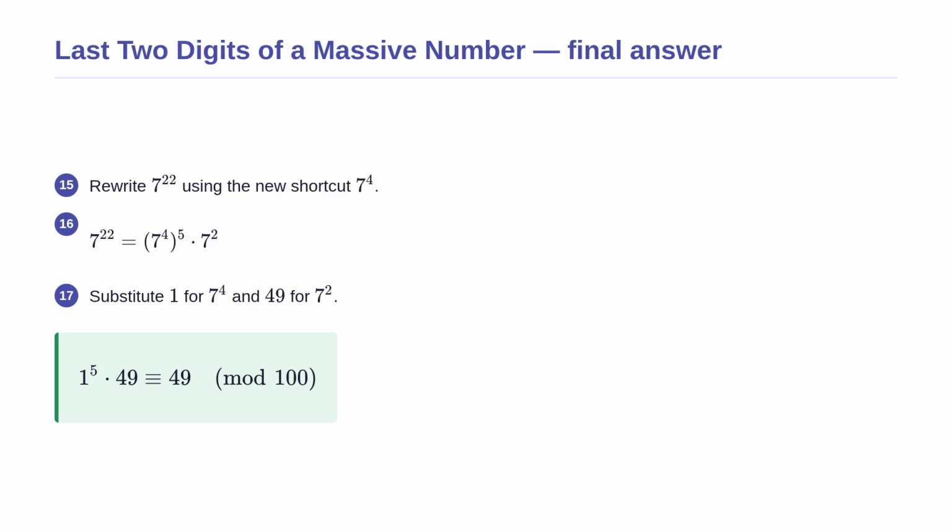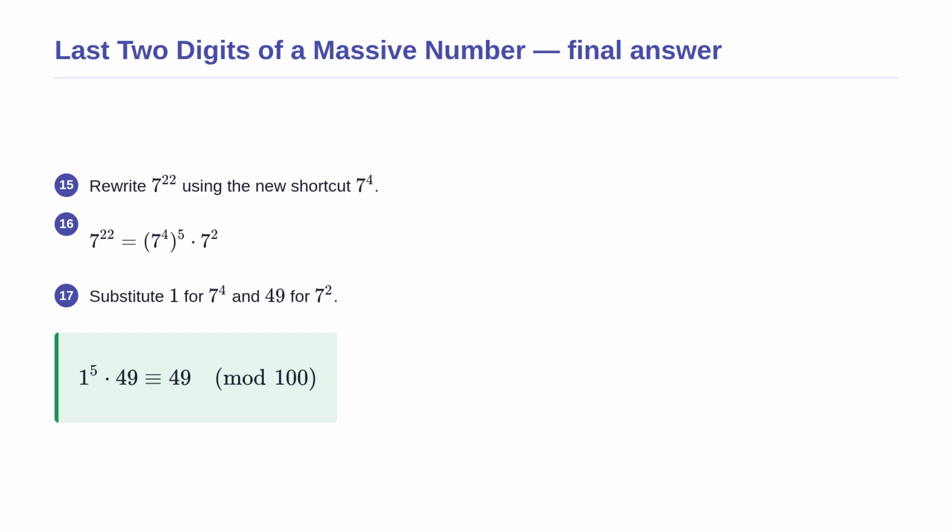We rewrite our target, 7 to the power of 22, using groups of 4. We can fit 5 groups of 4 into 22, which takes care of 20 of the powers, leaving just 7 squared left over at the end. We replace 7 to the 4th power with 1, and we replace 7 squared with 49. 1 to the 5th power remains 1, so we are left with 1 multiplied by 49. The final result is 49.